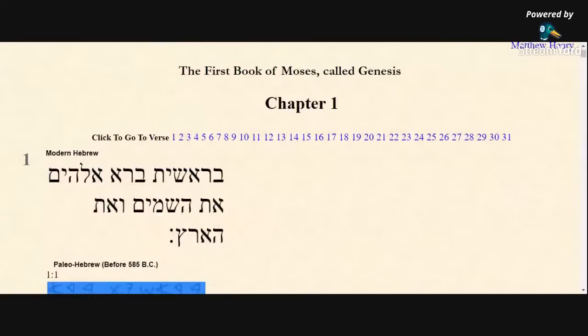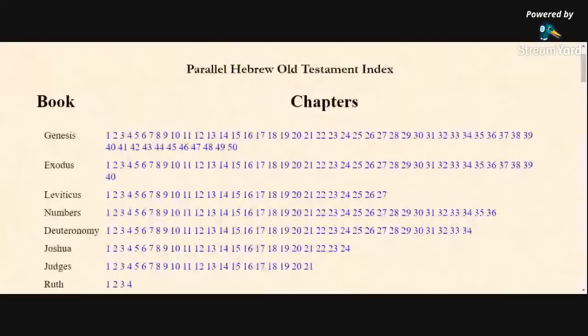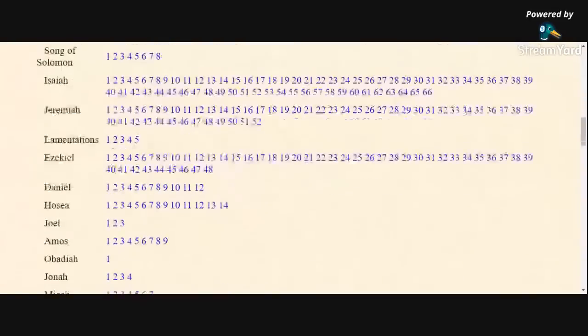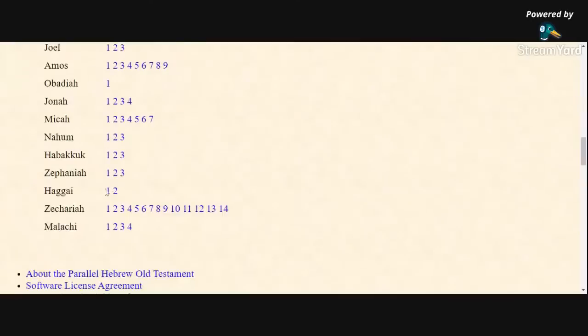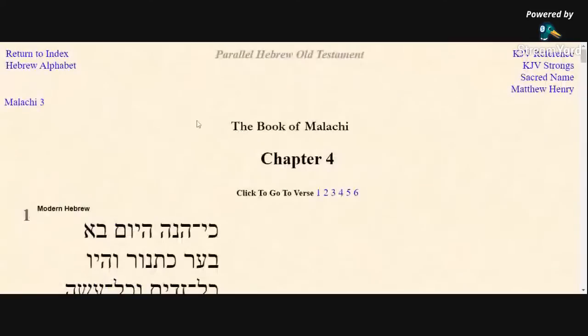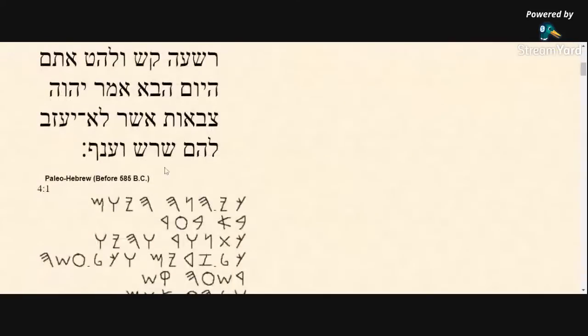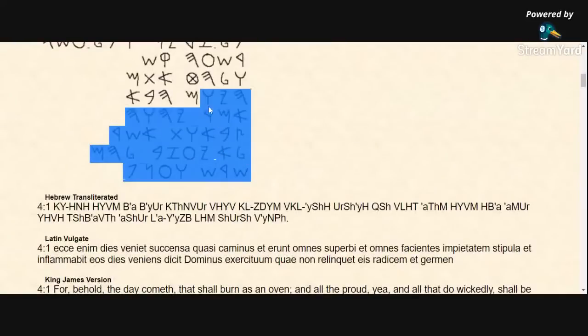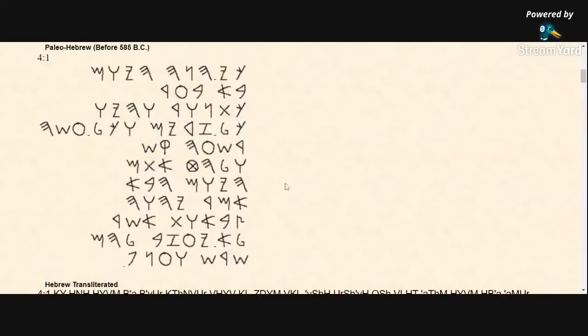Let's go back. I was showing it, actually. You can go through this and you can read it just like that. You can click on any book and go to Malachi, right? Any of these books. And you can find that beautiful Paleo Hebrew language. Now, the pronunciation that we use, the world ain't going to accept that. But that's all right. They don't have to accept it. We don't need validation. We don't need their endorsement. We don't need anything from you.